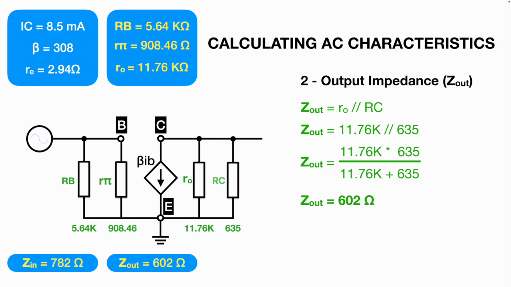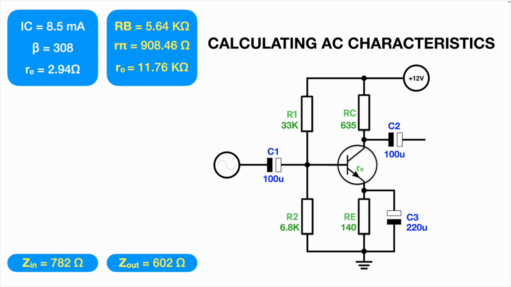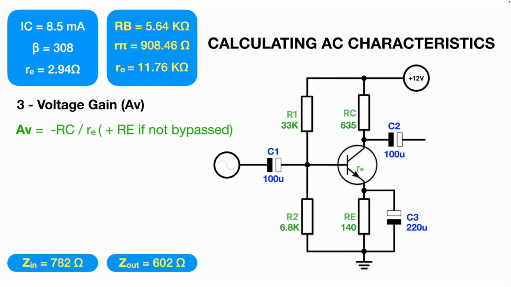Now, to calculate the voltage gain, I find it's easier not necessarily to look at the small signal model, but to go back to the original schematic, and hopefully you'll see why in a moment. So let's bring the schematic back again. Well, how do we calculate the voltage gain? Well, actually, the voltage gain is essentially minus, I'll say why in a moment, RC, this resistor here, over little re, R sub E. Now, as I put here, plus RE if not bypassed.